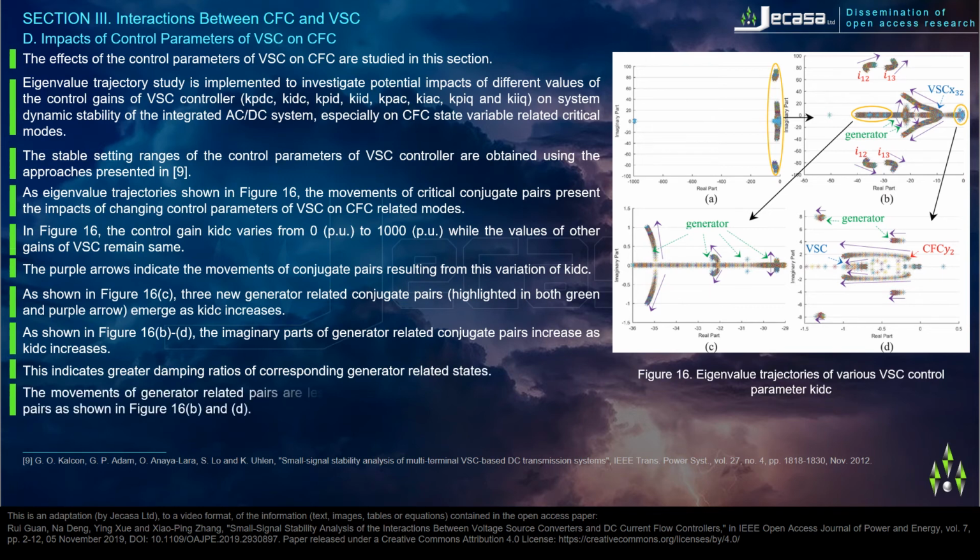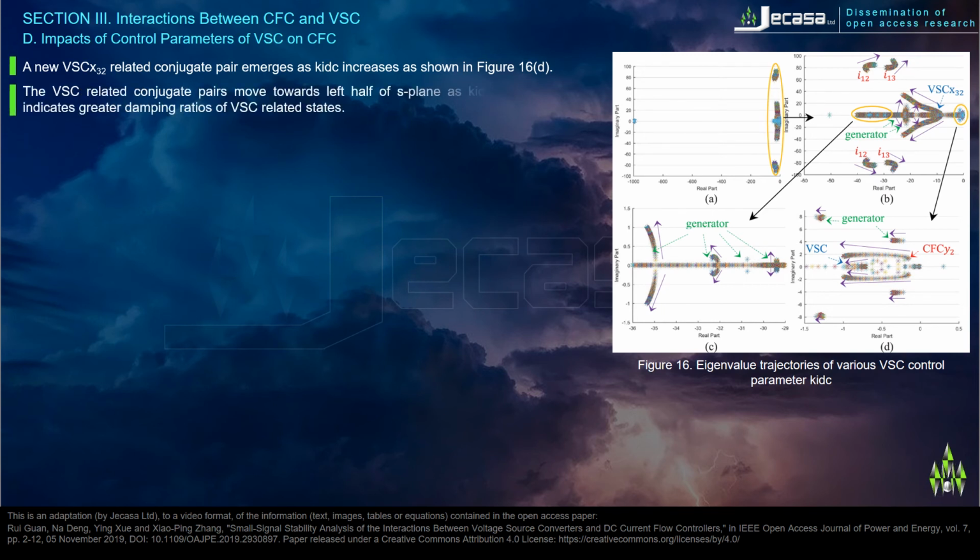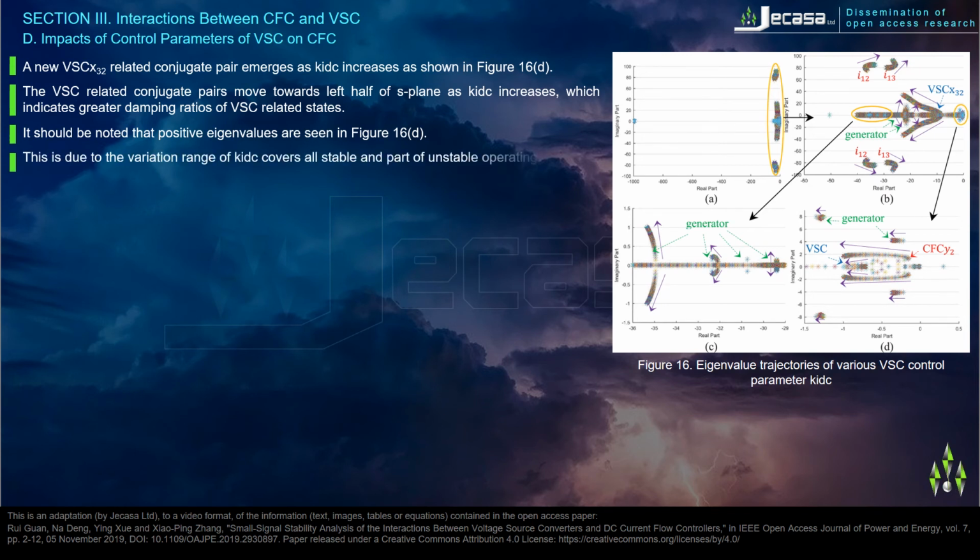The movements of generator-related pairs are less than those of CFC-related and VSC-related pairs, as shown in Figure 16b and d. The new VSC X32 related conjugate pair emerges as KIDC increases, as shown in Figure 16d. The VSC related conjugate pairs move towards the left half of the S-plane as KIDC increases, which indicates greater damping ratios of VSC related states. It should be noted that positive eigenvalues are seen in Figure 16d. This is because the variation range of KIDC covers all stable and part of the unstable operating range.